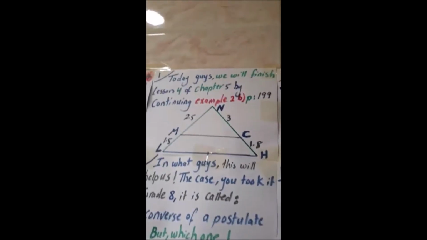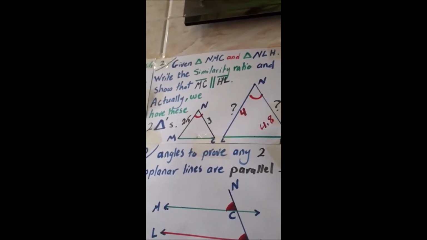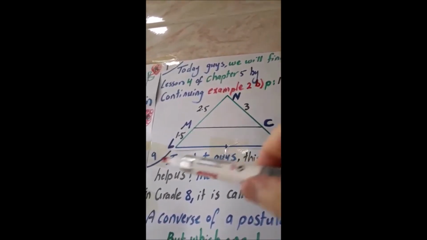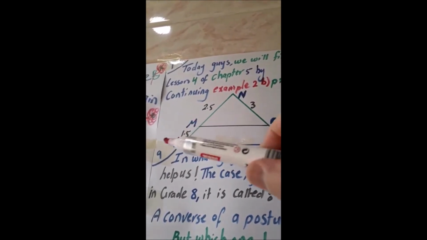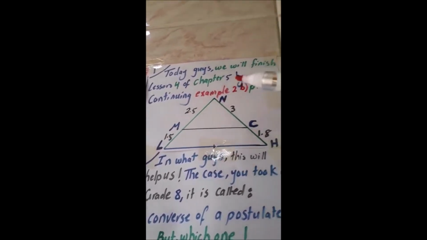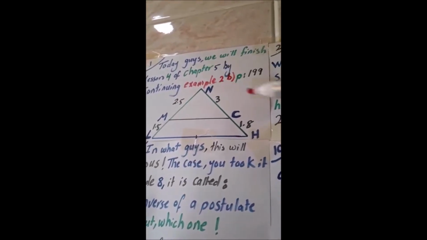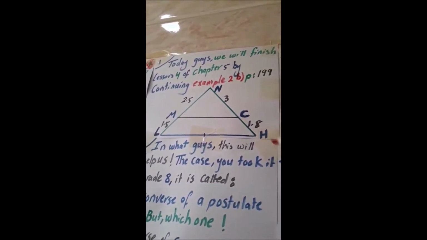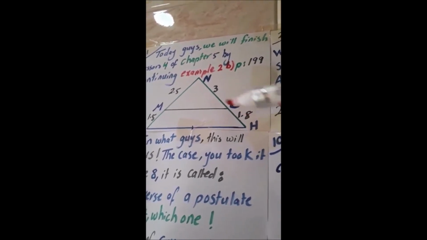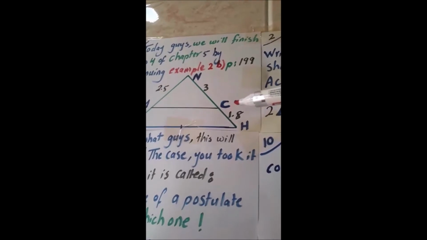Actually, we have these two triangles, as you see, NMC and NLH. I took them separately to make the picture more clear. So we have NM equal to 2.5, NC is 3, but unfortunately we don't have NL and NH. But if you go back, it's so easy. We can find the length of side NL by saying NM plus ML, that means 2.5 plus 1.5, and at the same time we can find NH by using NH equal to NC plus CH. So here we will have 4 and here we will have 4.8.